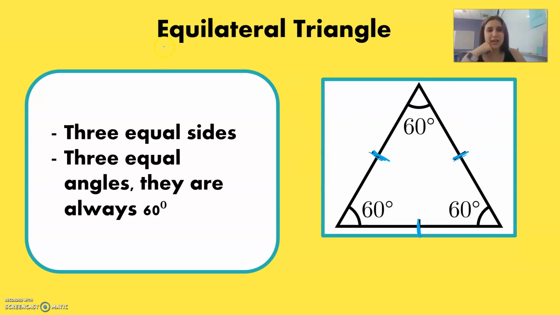So if you're having a hard time remembering what an equilateral triangle is, look at the name of it. In this word equilateral, there's the word equal, and there's the word lateral, and the word lateral means sides or like lengths, lateral sides. So it says it in the name, equal sides. The angles are always 60.